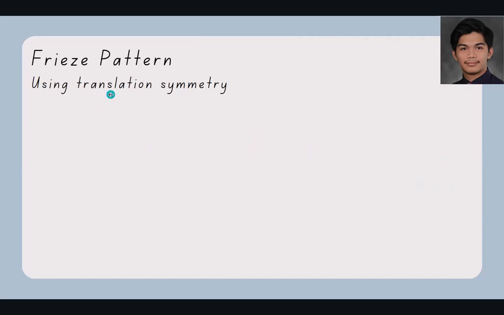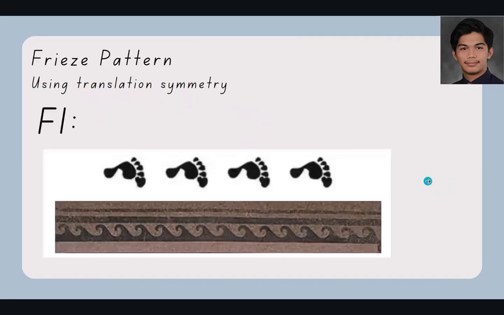Now, here in the freeze pattern, using translation symmetry as the main aspect, the freeze pattern generates repeated motifs in one direction. These are also combined with the other isometric symmetries, which are known as freeze groups. The first freeze group contains only one translation symmetry, which means that this goes from one point to another point in one direction, just only one symmetry. And here are the examples of what it looks like in art.